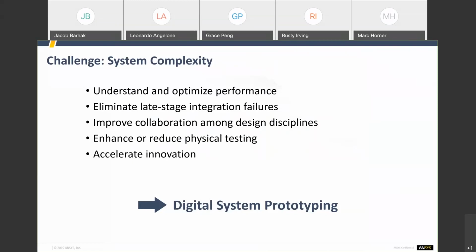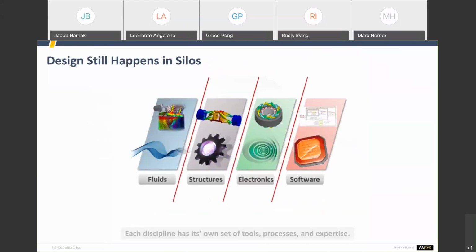One catchphrase that we talk about quite a bit within the industry is digital system prototyping. It might also be model-based systems engineering. Some folks talk about pervasive simulation. In any case, all of those are keywords or buzzwords that we hear, trying to address the issue of how we ensure that we're bringing reliable products to market.